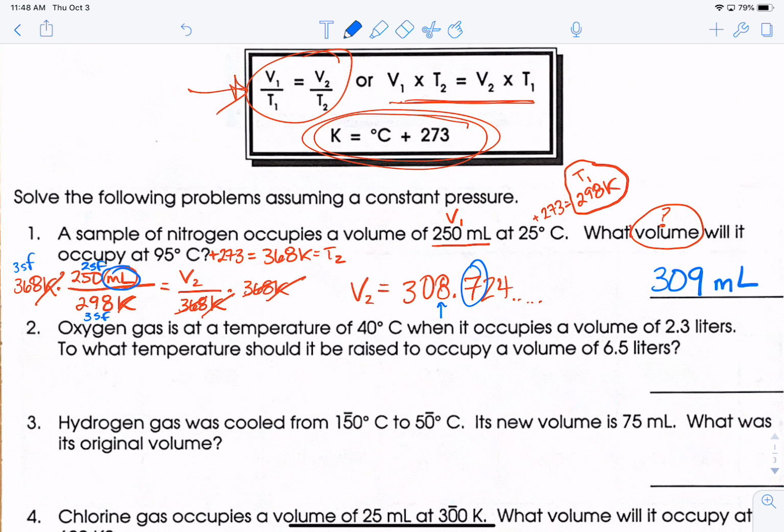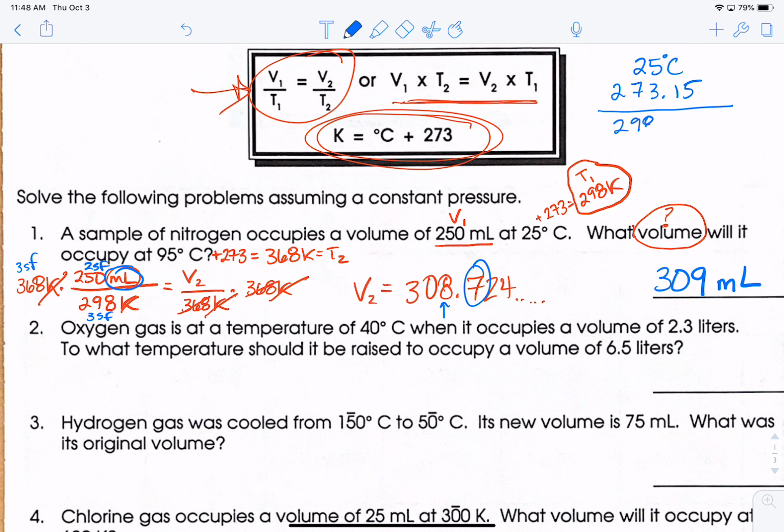One last side note. 25 degrees Celsius. If I added 273.15, I want to show you why I just rounded. When I do this, this ends up being 298.15 Kelvin. Why did I just say 298? It's because when I add, I can only show my number to the least significant decimal place, and that happens to be right here. Yes?